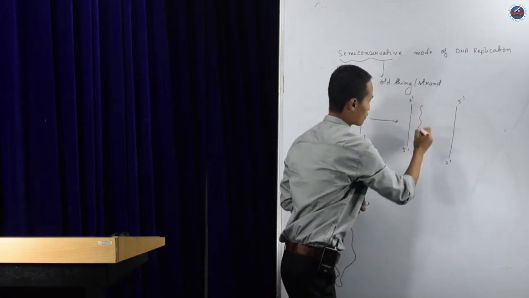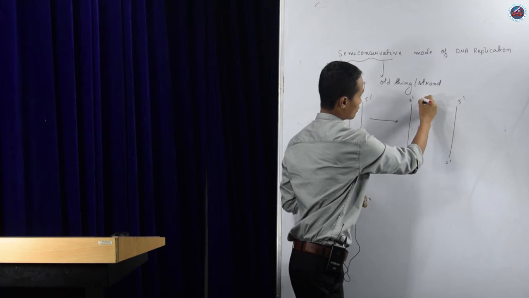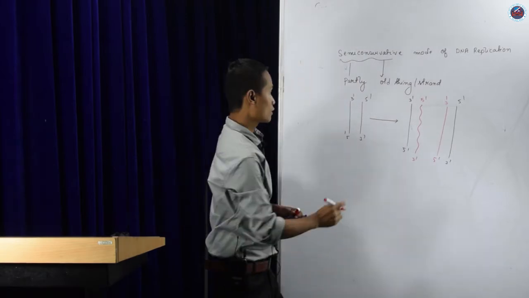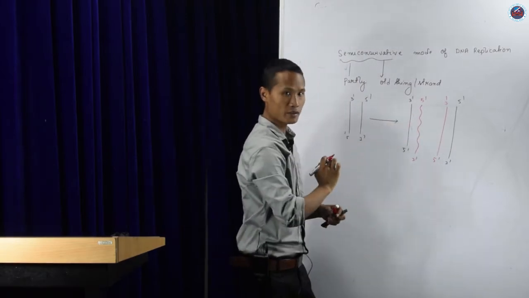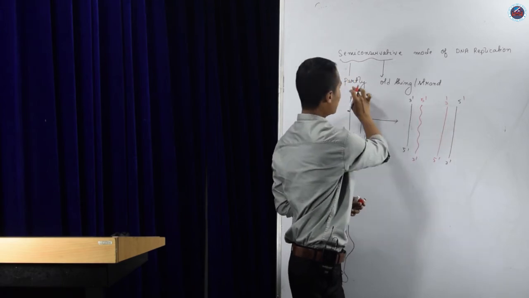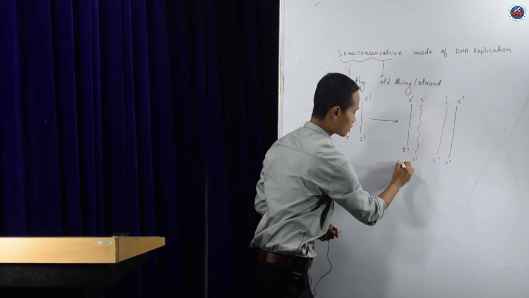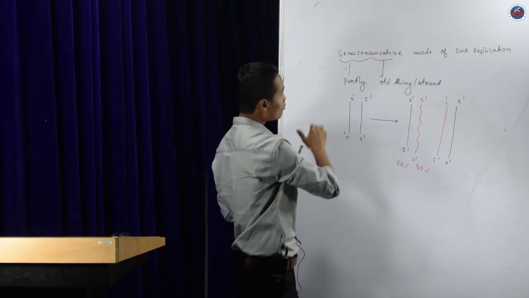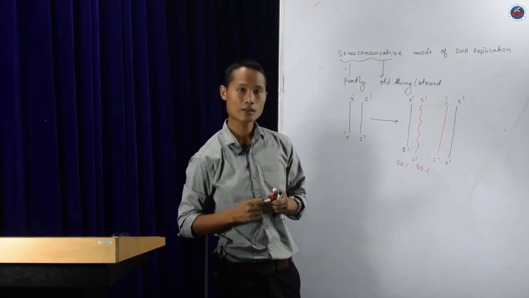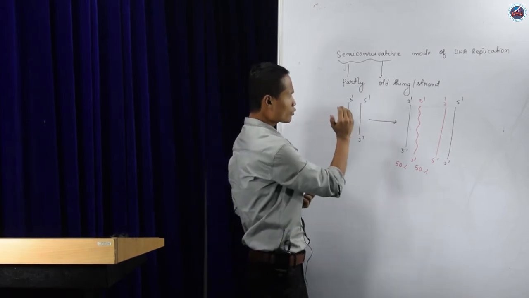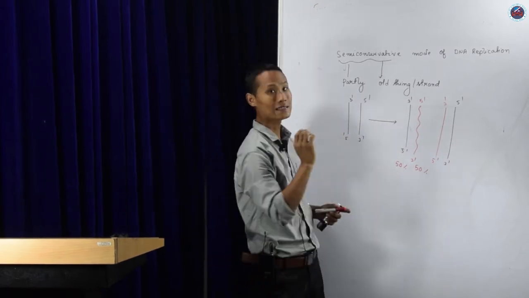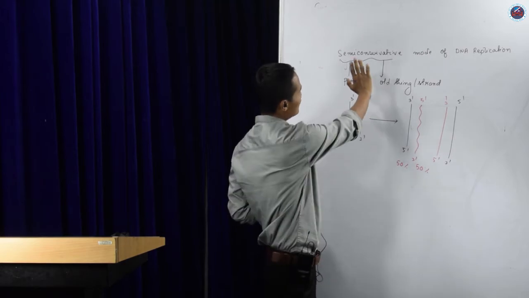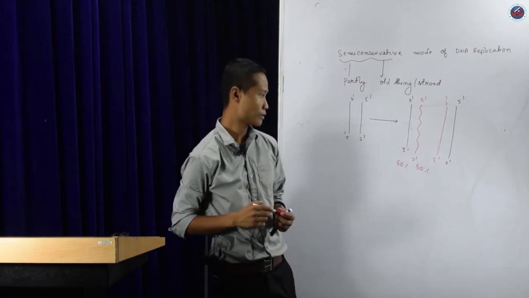Now you get another newly synthesized strand, 5' to 3', 3' to 5'. So see, one is the old strand and one is the new strand. Semi, partly, half: 50% from the parental strand and 50% is the newly synthesized strand. So this is said to be the semi-conservative mode of DNA replication. Now, to prove this, Meselson and Stahl performed an experiment to prove the semi-conservative mode of DNA replication.